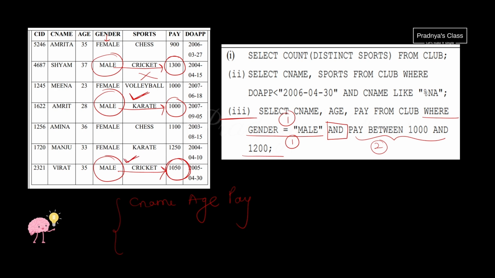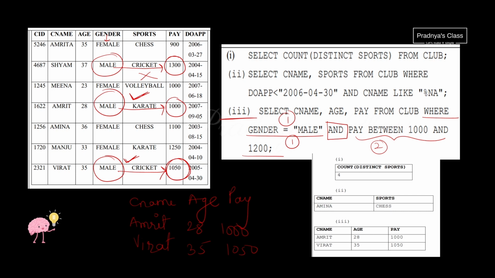So in the output we need to print the CNAME for these 2 records, then age and pay. So for these 2 records we will be printing name. The name is Amrit, age is 28 and pay is 1000. Similarly for the second record, name is Virat, age is 35 and pay is 1050. Look at the output. Congratulations, you are absolutely right.